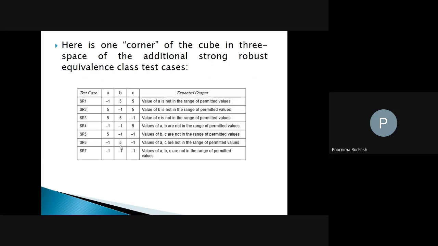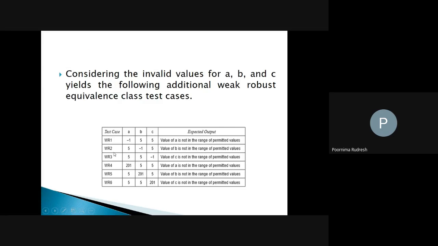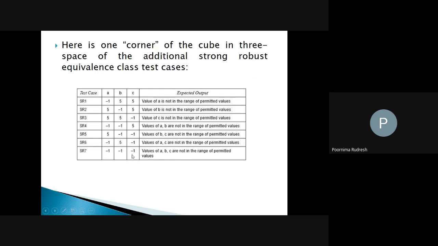See the example in the previous case, we had only 6 cases: 3 for the values which are less than the minimum, and 3 more test cases for the values which are greater than the maximum value that we have considered, right? So in total we got only 6 test cases in the weak robust equivalence class testing case. But here, consider the strong robust. As I said, in strong robust we are considering the multiple fault assumptions, A, B, C, right? So hence we will have more number of test cases.